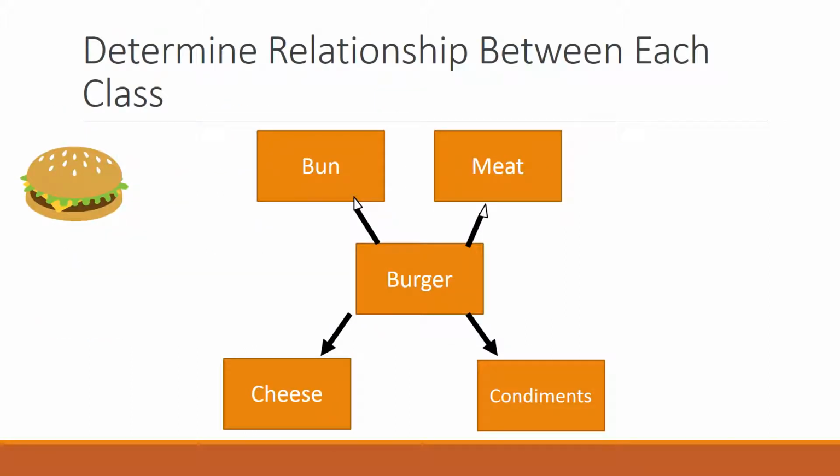So with our burger example, I went ahead and concluded that we need a bun and meat for our burger to be a burger. But we don't necessarily need cheese or condiments for a burger to still be classified as a burger. It just tastes better. So we have an is-a relationship with our bun and meat, so it's the arrows pointing up, but we have a has-a relationship with the cheese and the condiments because we don't necessarily need them.